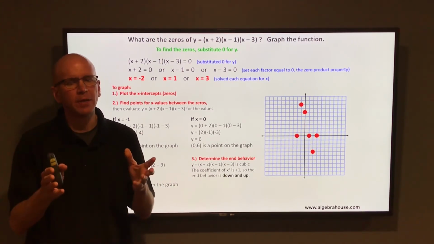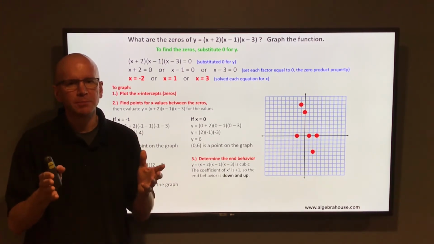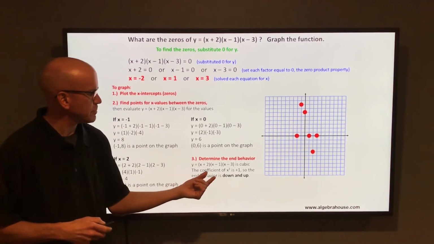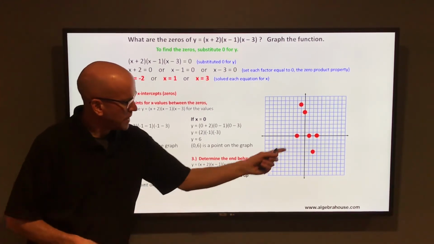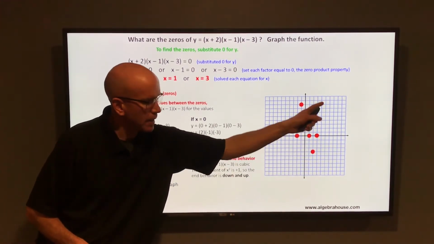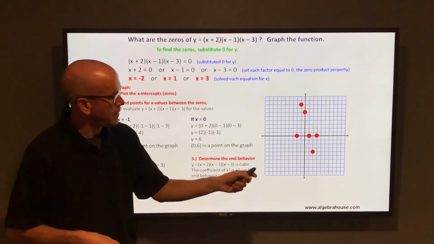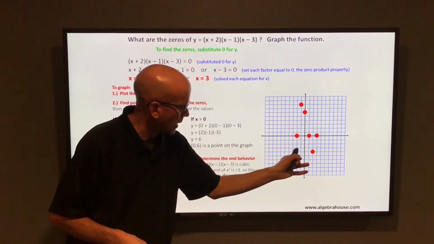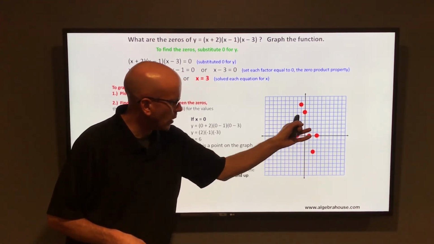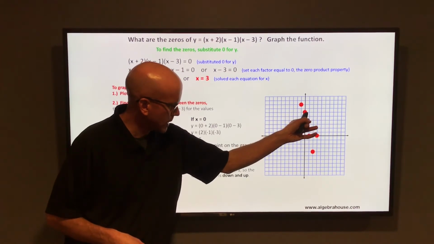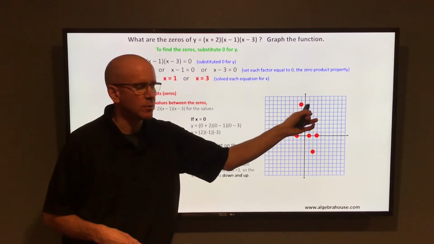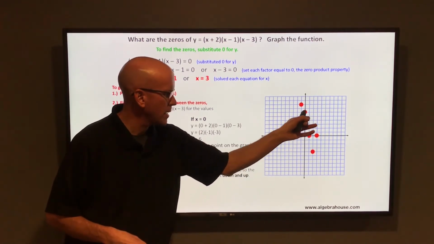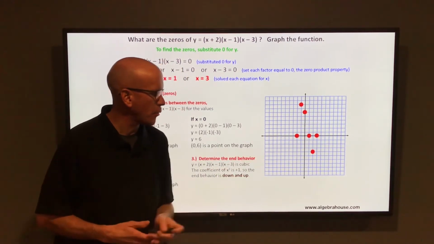And think about that leading term. The leading coefficient is positive and the degree is odd. If the leading coefficient is positive and the degree is odd, the end behavior will be down on the left side and up on the right side. So what's going to happen here is you can start your graph down on the left side and go up through that set of points, come back down and finish off going up. So the end behavior is down on the left, but then it finishes off up on the right.